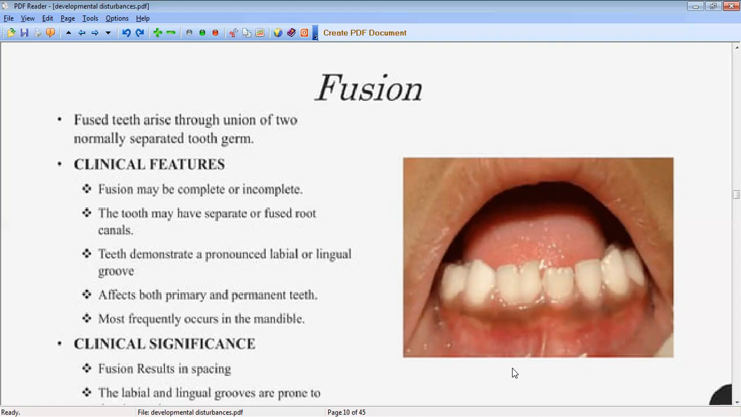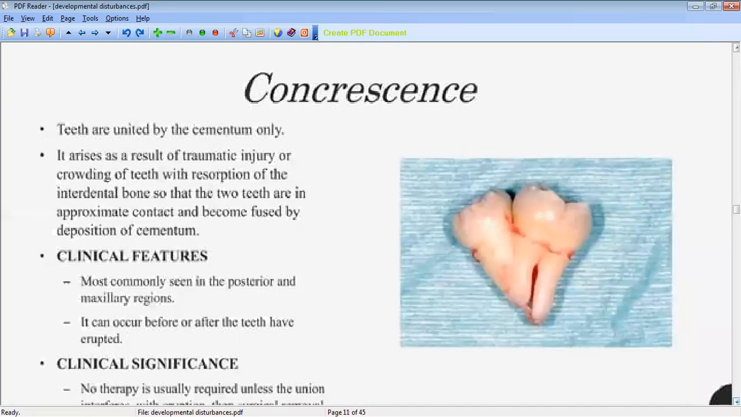Fusion results in spacing, right? The labial and lingual grooves are prone to caries. That's why we have to again seal them with pit and fissure sealants, right?